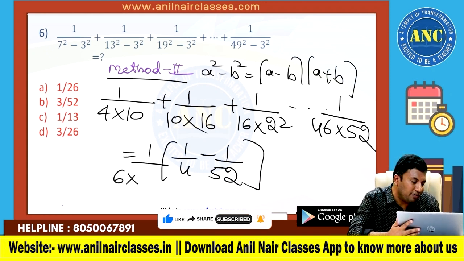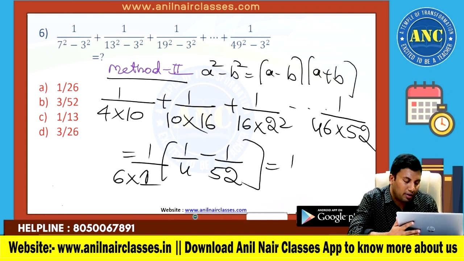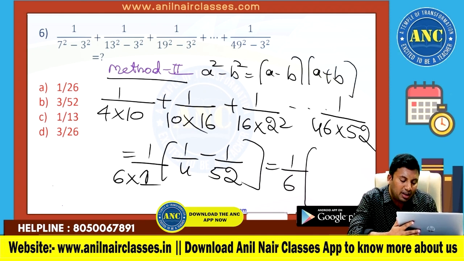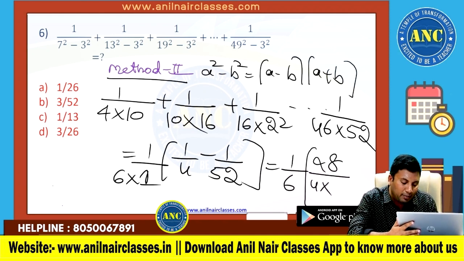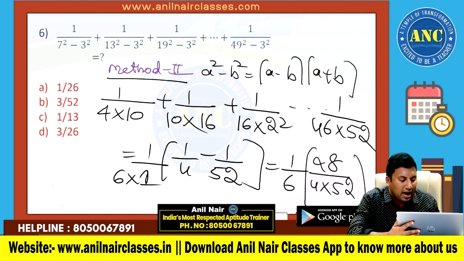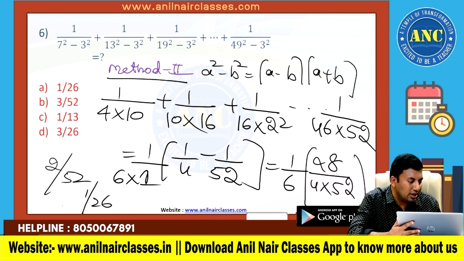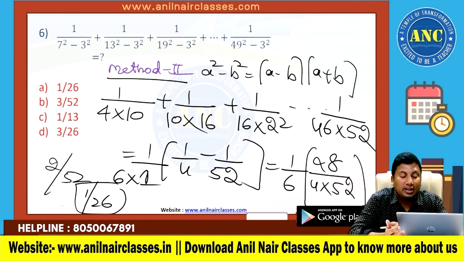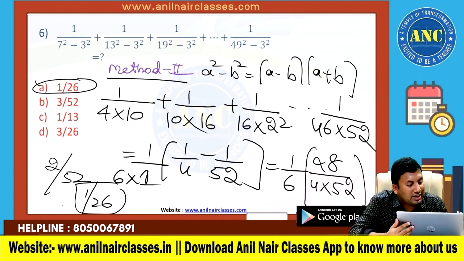1 by common difference, which is 6. Denominator 1. 1 by 6 into 52 minus 4, 48 divided by 4 into 52. Answer is 2 by 52, which is nothing but 1 by 26. This 1 by 26 is the answer.